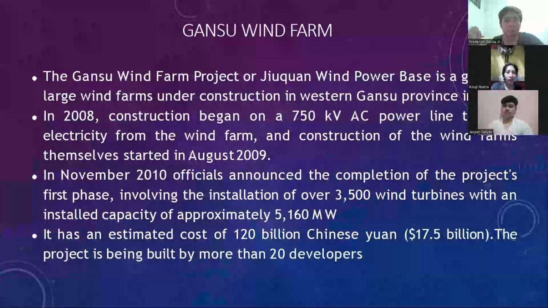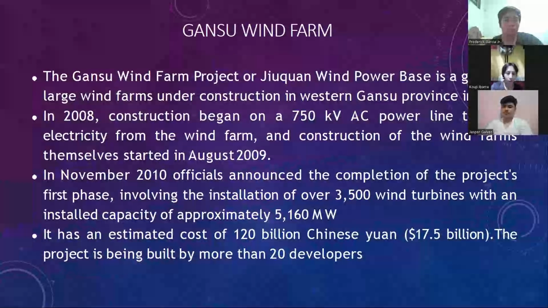So the Gansu Wind Farm project, or Jiuquan Wind Power Base, is a group of large wind farms under construction in western Gansu province in China. In 2008, construction began on a 750 kilovolts alternating current power line to carry electricity from the wind farm. And construction of the wind farms themselves started in August 2009.